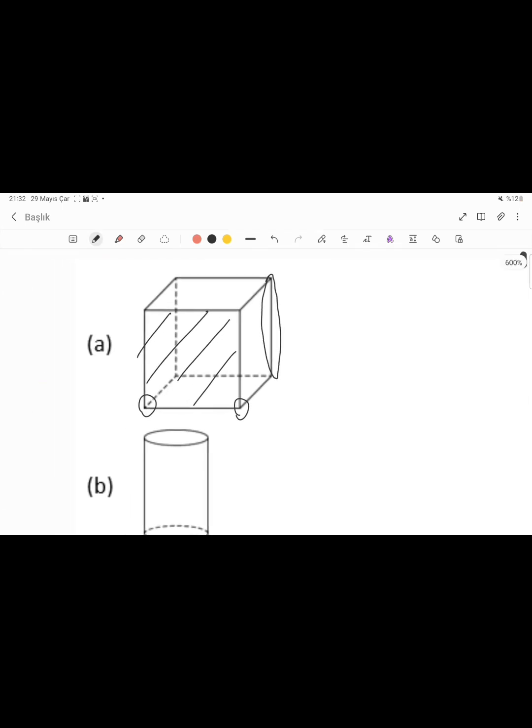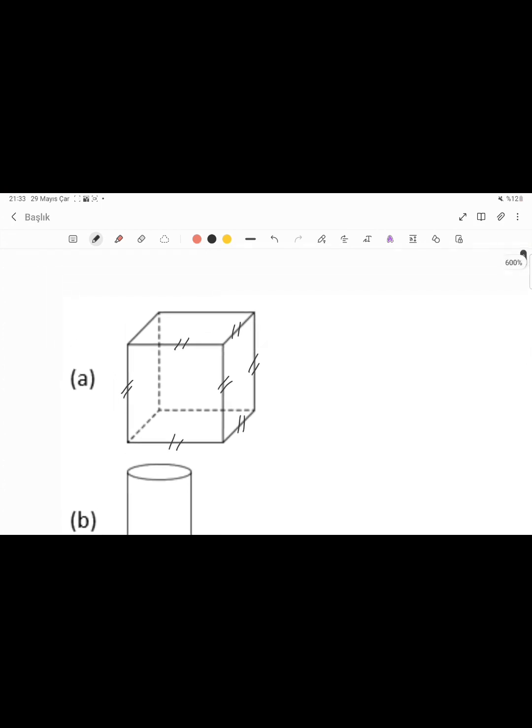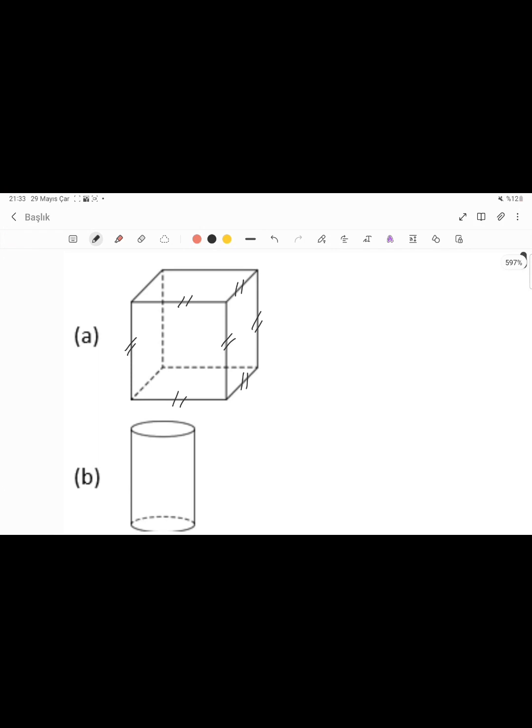Each surface consists of equal squares. Therefore, the length of each edge is equal to each other. For example, let A be the length of each edge.